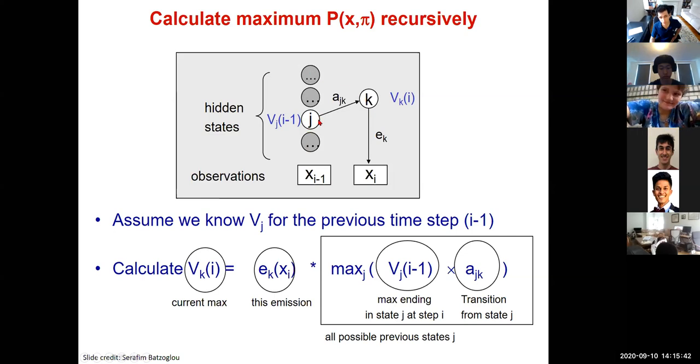This state might have a very poor score, but an awesome transition. And instead, I want to take a state that has both a high score to that state and a high transition probability from that previous state to the current state.